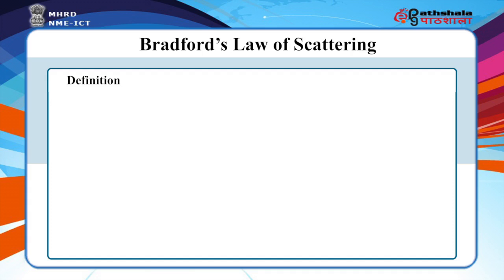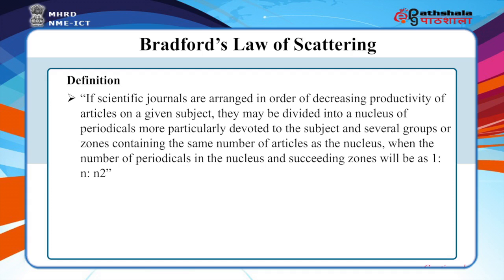Definition of Bradford's law of scatter. If scientific journals are arranged in order of decreasing productivity of articles on a given subject, they may be divided into a nucleus of periodicals more particularly devoted to the subject, and several groups or zones containing the same number of articles as the nucleus. When the number of periodicals in the nucleus and succeeding zones will be as 1 is to n to the power 2.